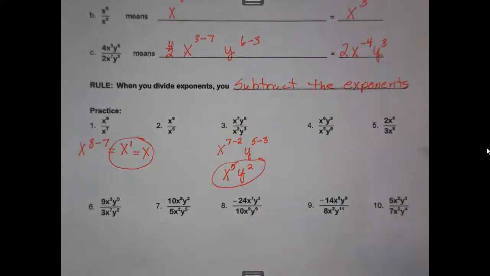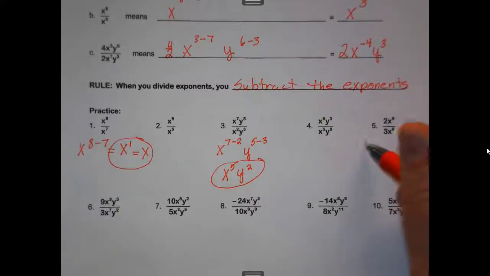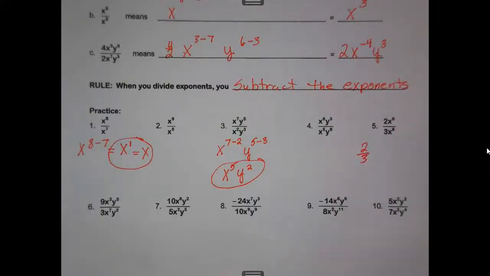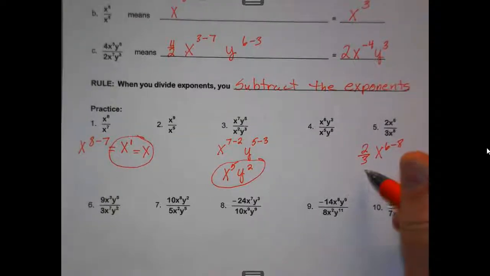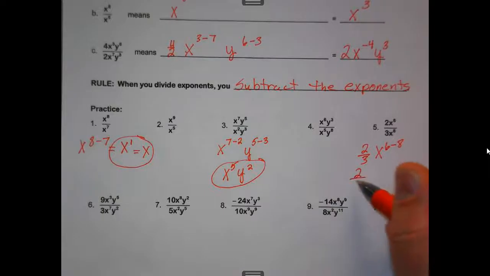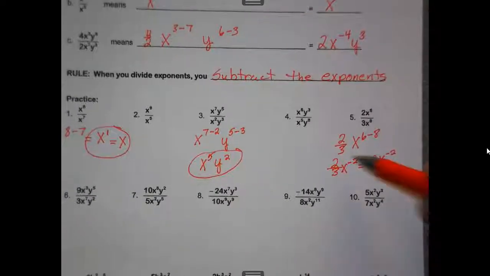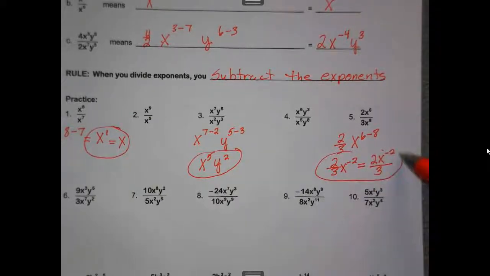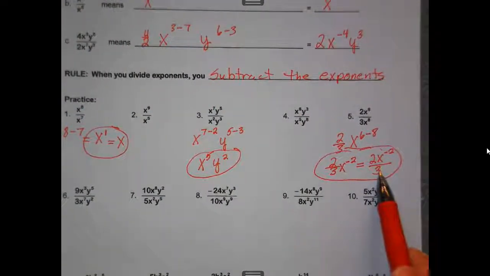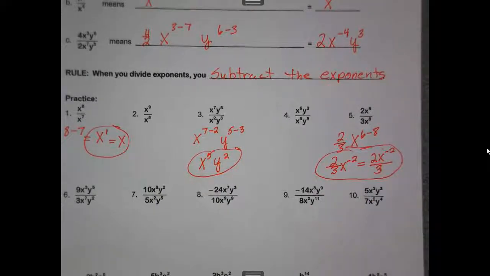Number 5. Now, again, there's nothing I can do with the 2/3. Just going to have to leave it. X to the 6 minus 8. So I have, you could either write it like this, 2/3 x to the negative 2. I would prefer that you would write it as 2x to the negative 2 over 3. Because this is going to be easier to deal with in our next section when we work on negative exponents. You're going to need to put it over the denominator.